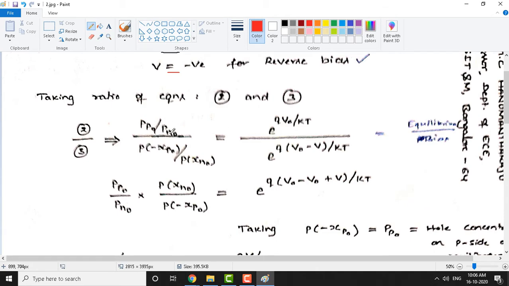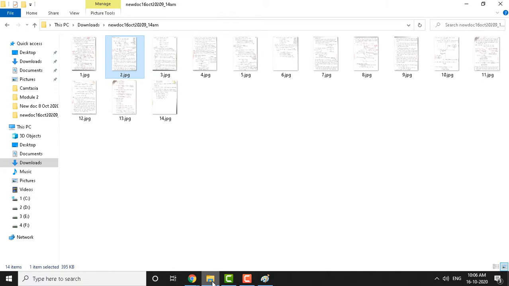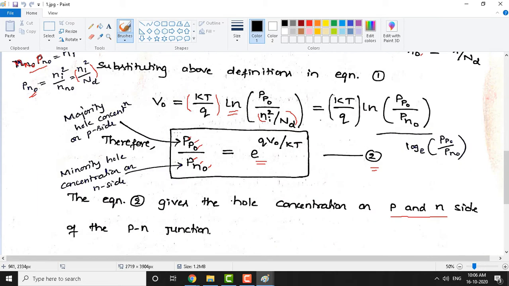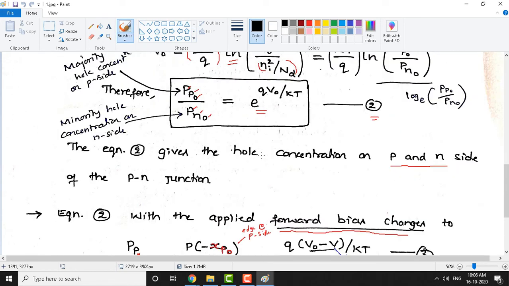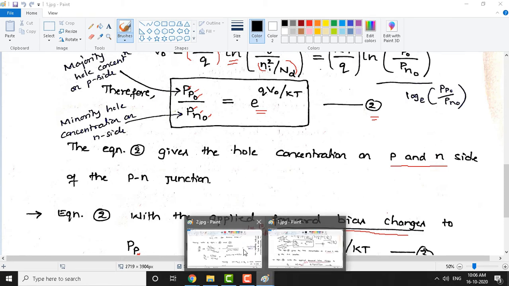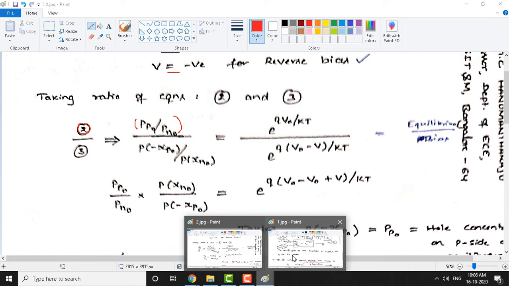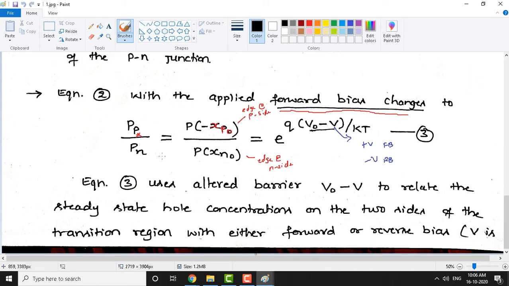So, Pp naught by Pn naught, just let us have a look at what we have done here. Okay, so we should not forget the equations here. Equation 2 is this. So, we have to take ratio of equation 2 to equation 3. Equation 2 is Pp naught by Pn naught. Now you can see the other equation, Pp naught by Pn naught, that is in the numerator what you are seeing here. So, this is equation 2. And equation 3 you can also observe here. Equation 3 is this Pp by Pn under applied voltage.